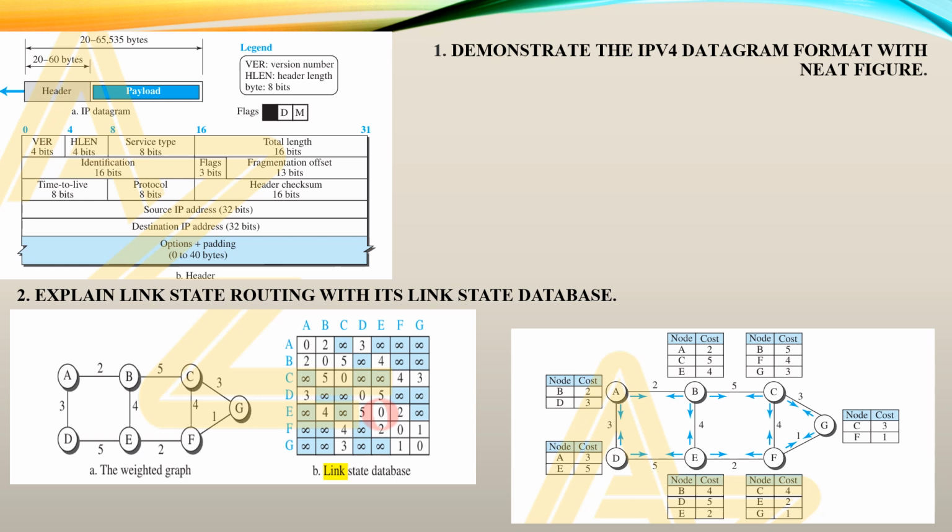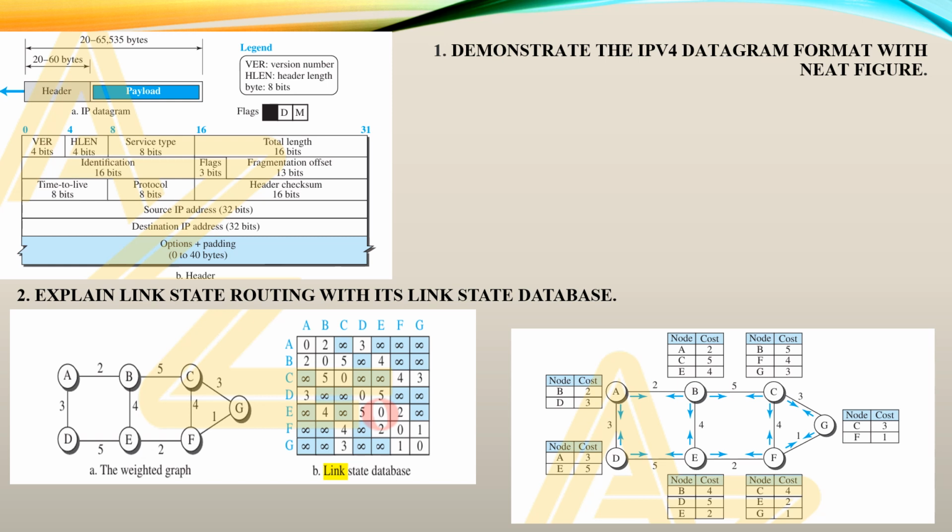A to B, here you can see it is 2. And A to C, there is no direct connection, so it is infinity. A to D, there is a direct connection, 3. All others become infinity. Likewise, for B, C, D till G, you will be forming a database. Now, after forming the database, what you have to do is calculate the node and cost for each and every node.